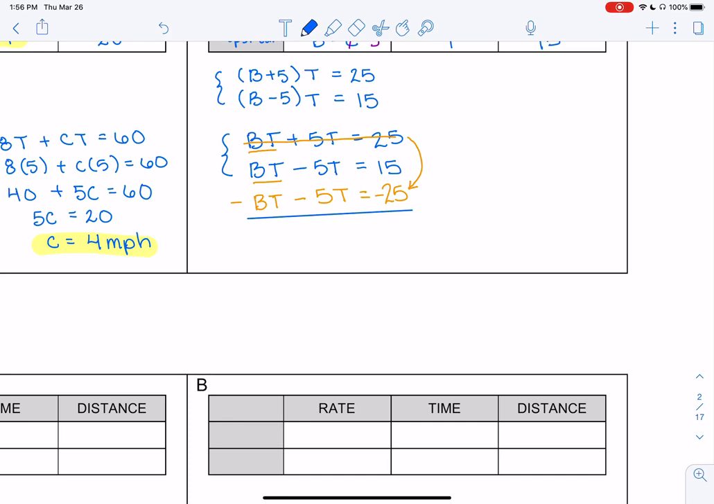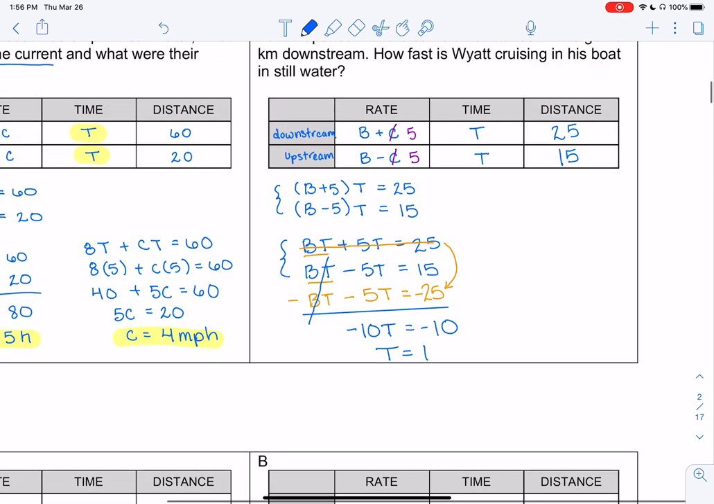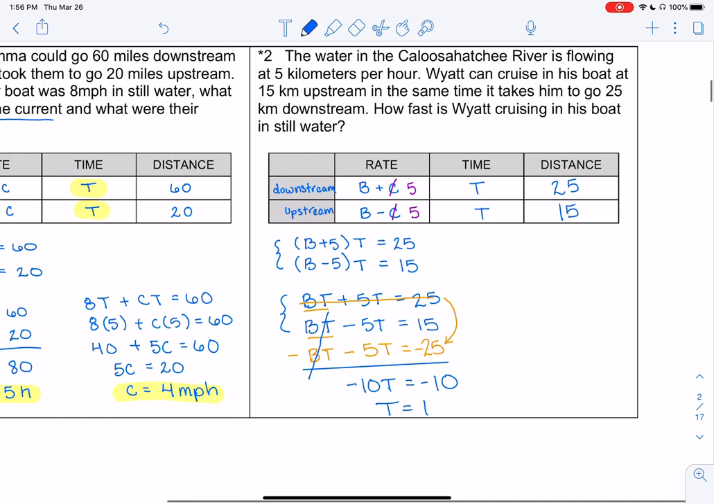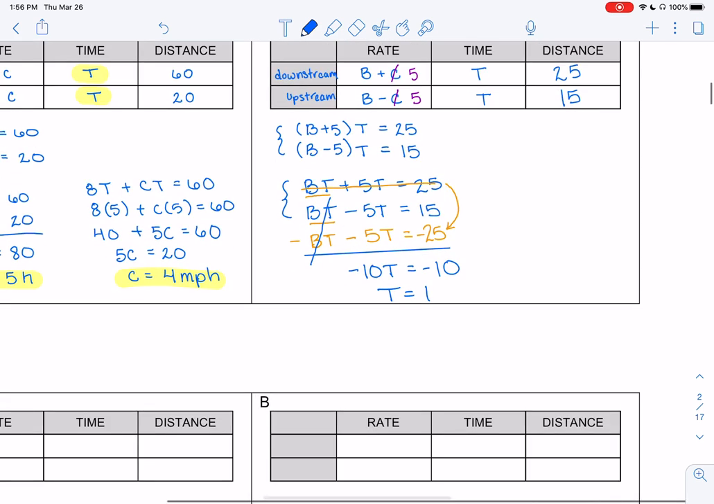My bt's will cancel. I have negative 10t equals negative 10. Therefore, t equals 1. Okay, in the context of this problem, that's the time. And since we are mentioning kilometers per hour, that means my time is 1 hour. So there's one of my solutions.